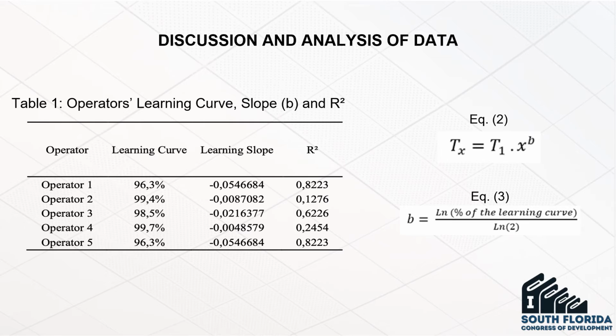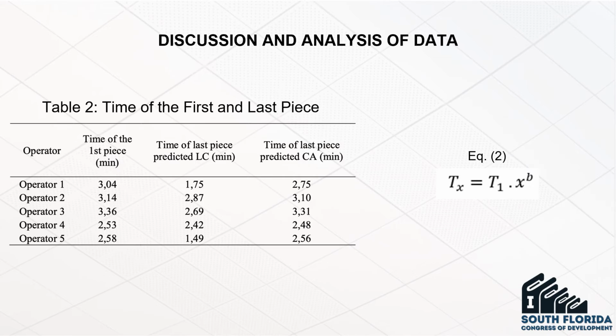After we have found the learning curve for all operators, we can get the slope, which is the natural logarithm of the percentage of the learning curve divided by the natural logarithm of 2, and the R squared can be found in the graph of the time curve. With the time of the first piece, the number of the last piece produced, and the slope, we can find the time of the last piece on the learning curve, while in the chronoanalysis only the average of all times was used, indicating that all times from the first to the last piece are the same.